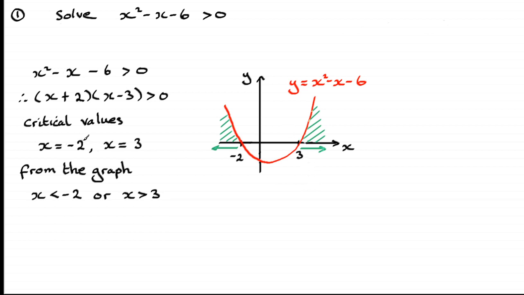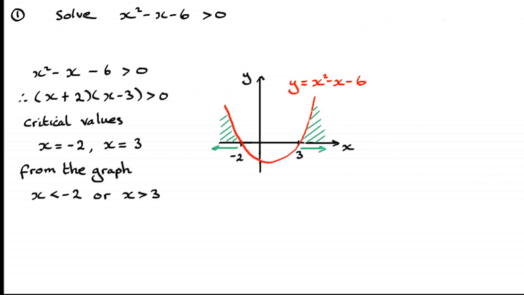Now, from the graph, I'm looking for where y is greater than 0. That gives us values above the x-axis. And you can see that you would need to substitute values of x less than -2 or x values that are greater than 3. Hope you've been able to see that. Over the sessions to come, we'll return to this kind of thing, and hopefully you'll be getting to grips with this.